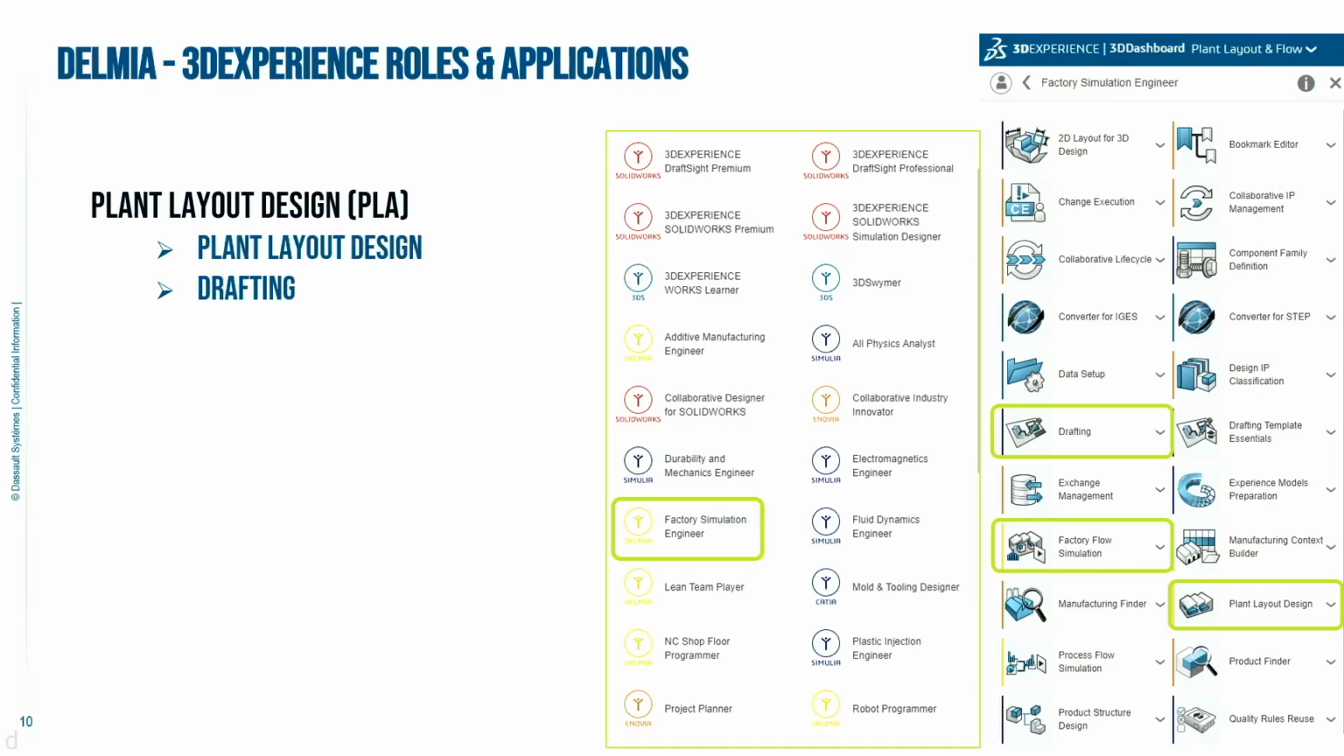All right, so the DELMIA 3D Experience roles and applications that we're using on this one. The Factory Simulation Engineer is the role, and inside that role we have Plant Layout Design, drafting, and also the Factory Flow Simulation, which I'll show some of as well, because that's fun and cool.